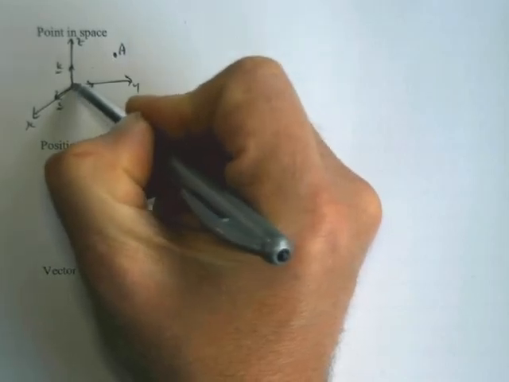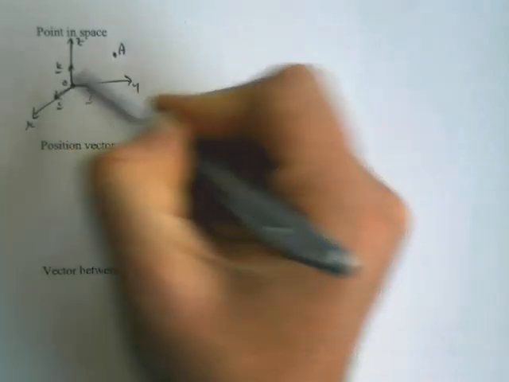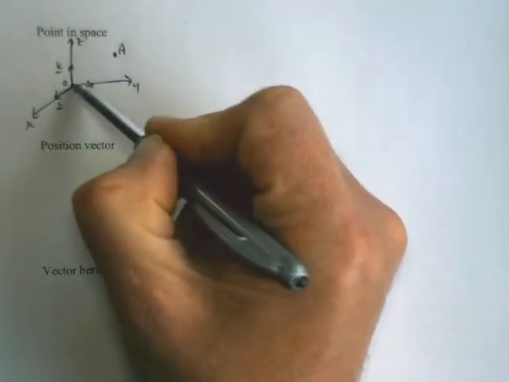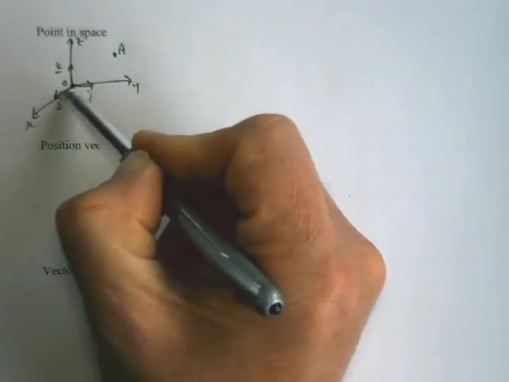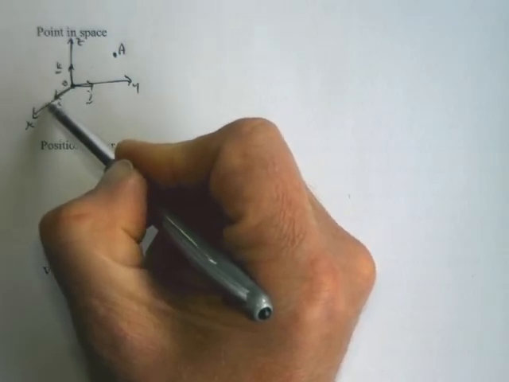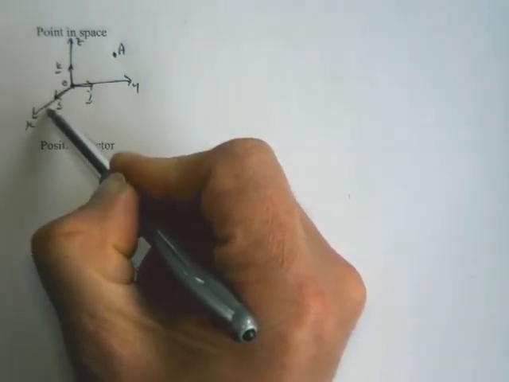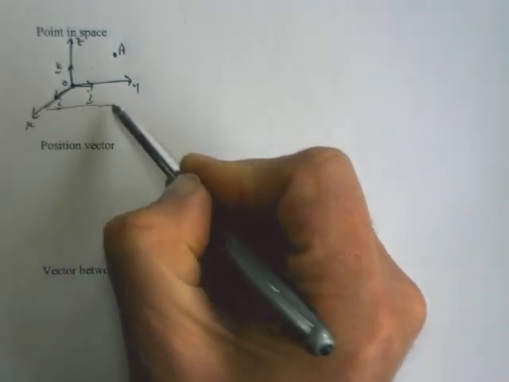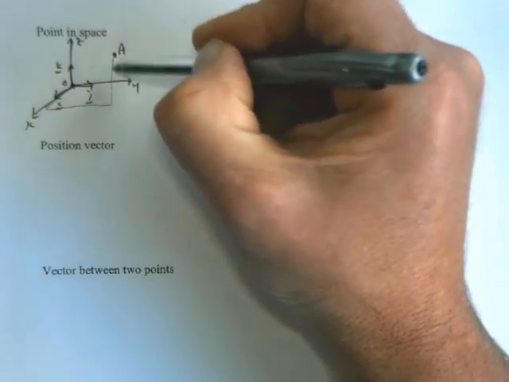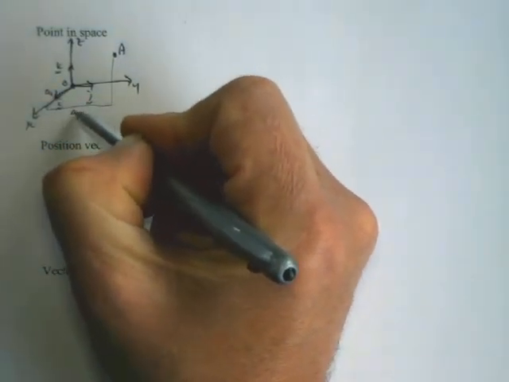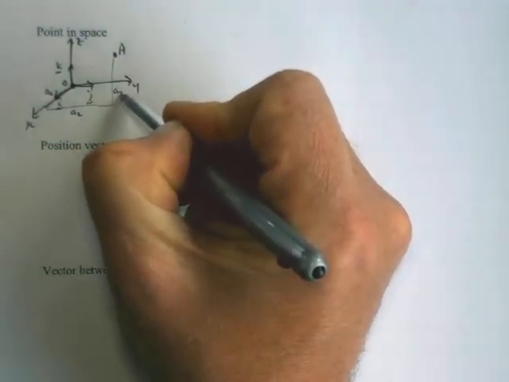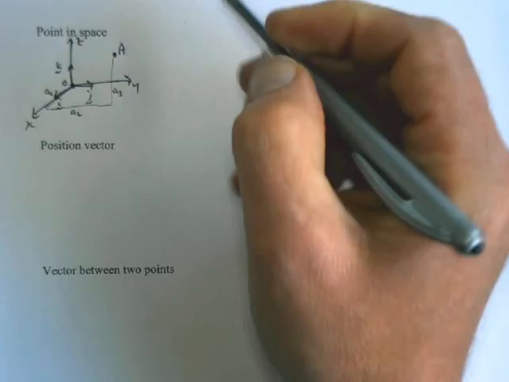If I call the 0, 0, 0 point the origin, then I can get from the origin to A by going a certain distance along the i direction, along the x-axis. I come along here, I go a bit along the y-axis, and I go a bit up the z-axis till I get to the point. And we've talked about A1, A2, and A3.